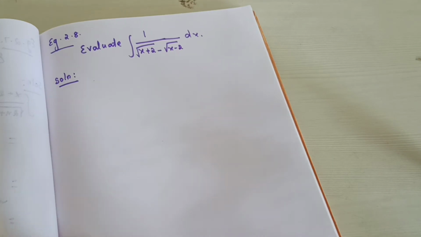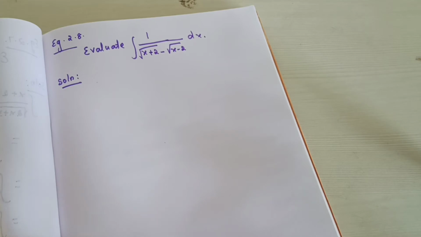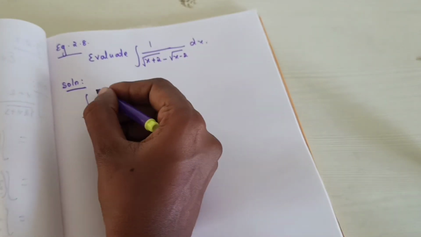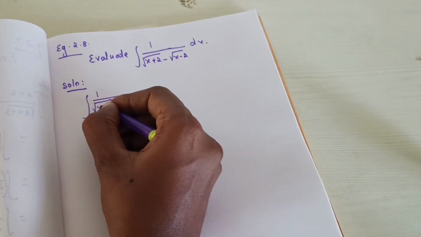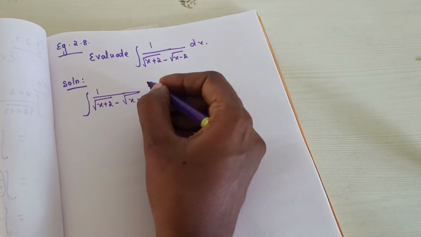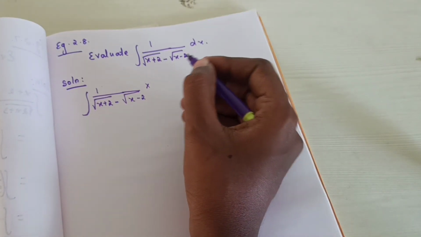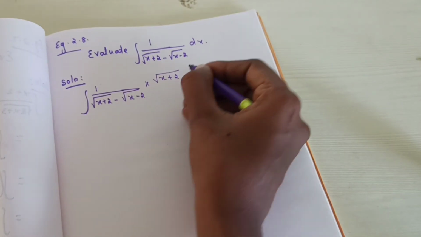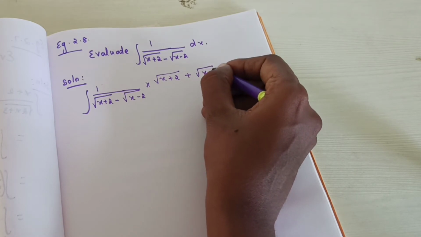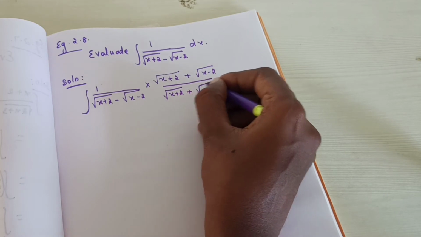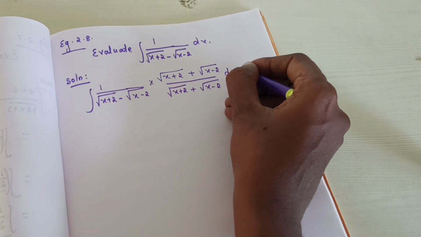Here the denominator term we need to rationalize. In 9th grade you have learned how to rationalize. Is it right? So the same thing we are going to use here. How will we rationalize the integral of 1 by (square root of x plus 2 minus square root of x minus 2)? Here it is minus, so you will put plus: square root of x plus 2 plus square root of x minus 2, divided by square root of x plus 2 plus square root of x minus 2, dx.